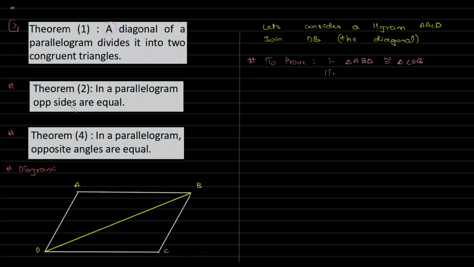Second thing, in a parallelogram, opposite sides are equal. So AB is equal to DC, and we have AD, which is equal to BC. Third thing is, in a parallelogram, opposite angles are equal. So angle A is equal to angle C, and angle D is equal to angle B. So this is what we are looking at.